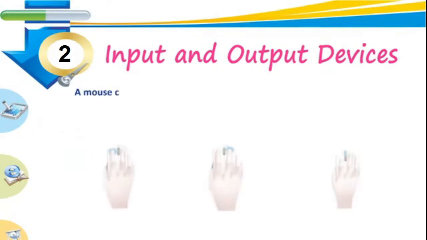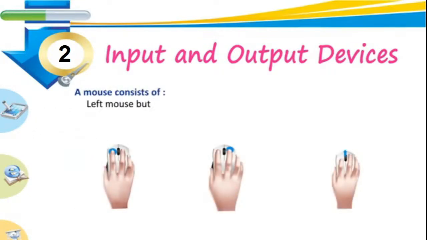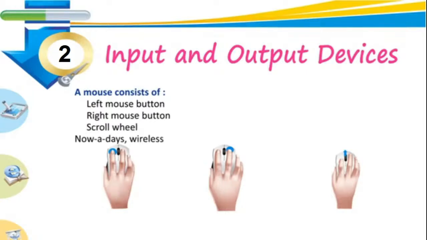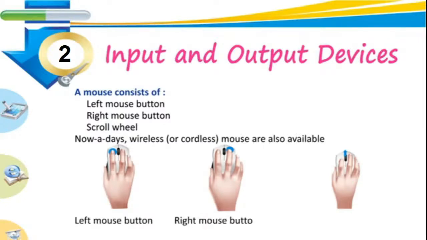A mouse consists of left mouse button, right mouse button, scroll wheel. Nowadays, wireless or cordless mouse are also available.